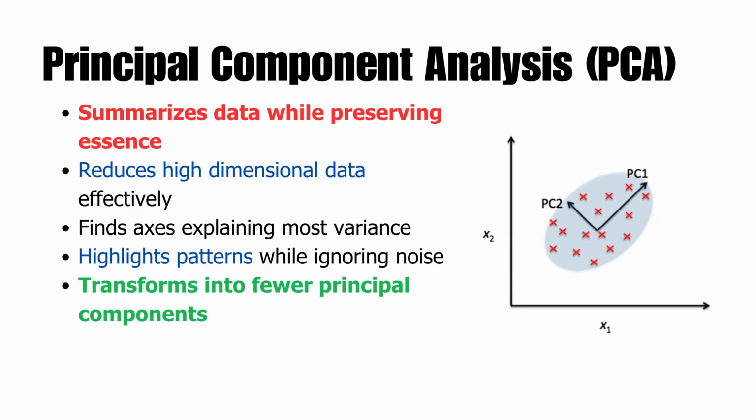Ever tried to summarize a long novel into just a few highlights, but still maintain the essence of the story? That's exactly what Principal Component Analysis, PCA, does to data. PCA is a dimension reduction technique that transforms high-dimensional data into fewer variables called principal components, with as much information preserved as possible. It works by finding new axes, or directions, that explain most of the variance in the data and thus highlight the most prominent patterns and ignore noise or redundancy.